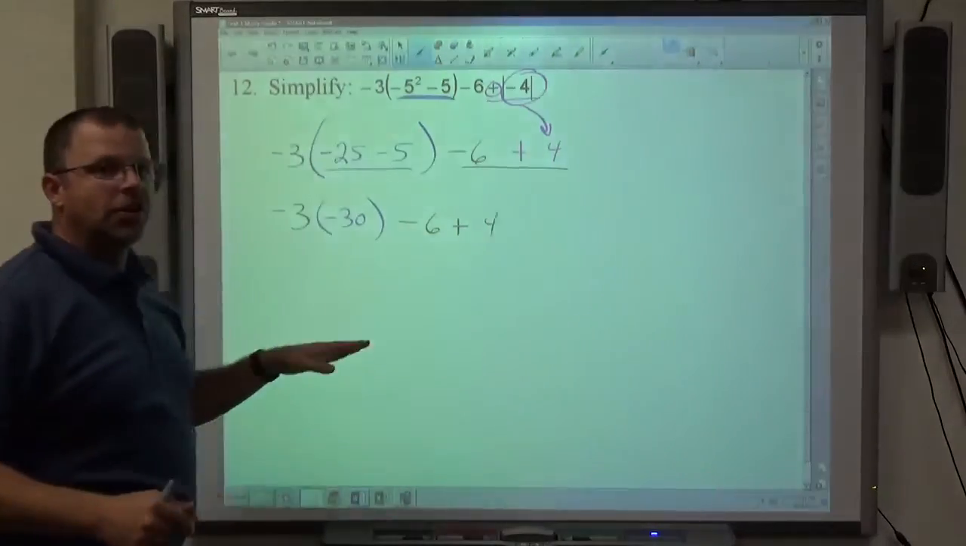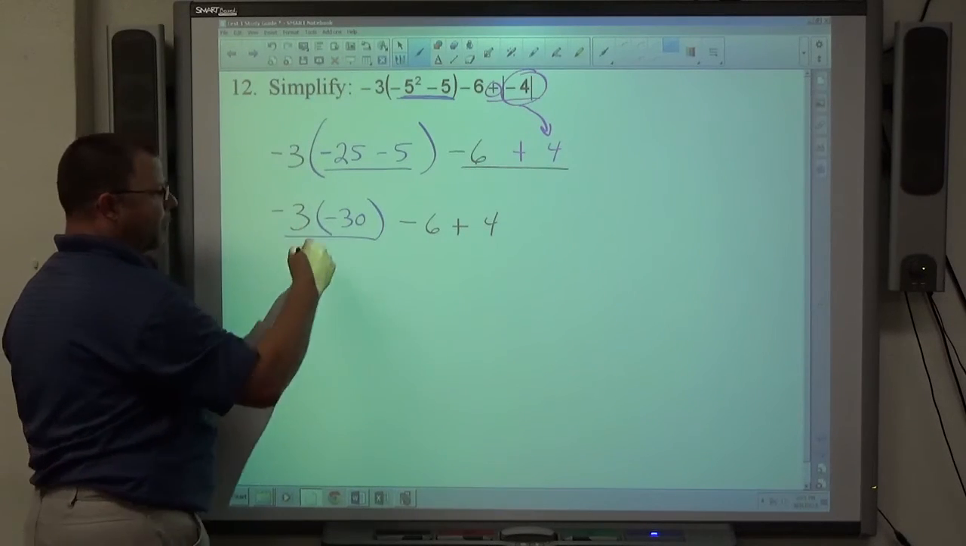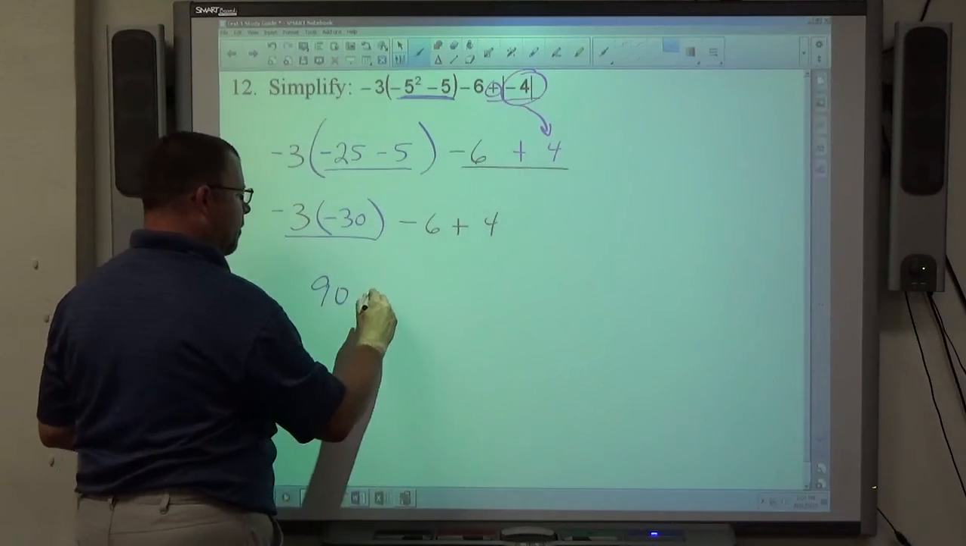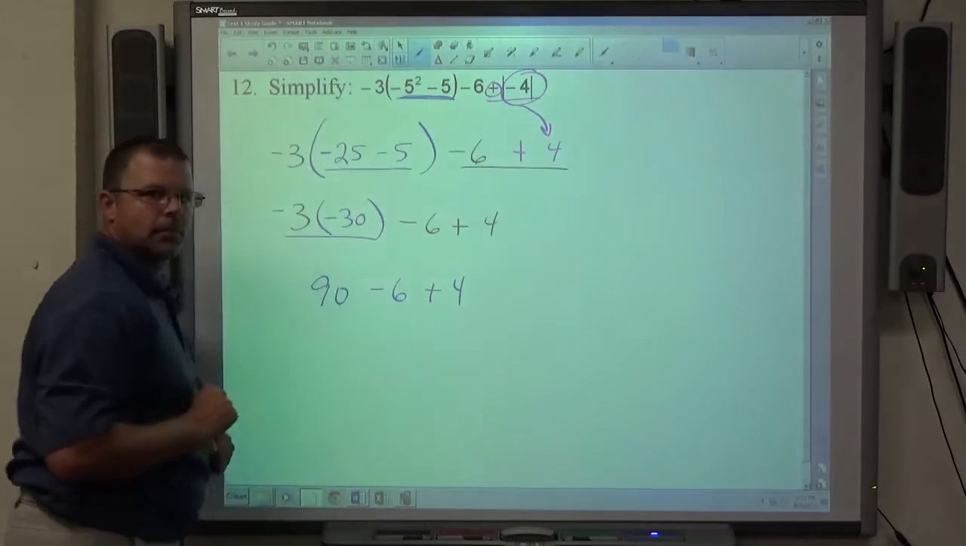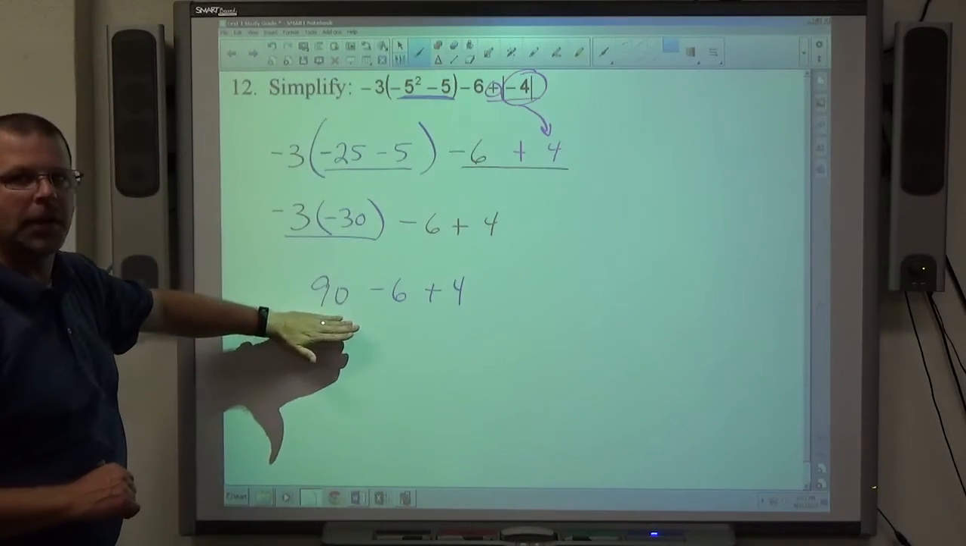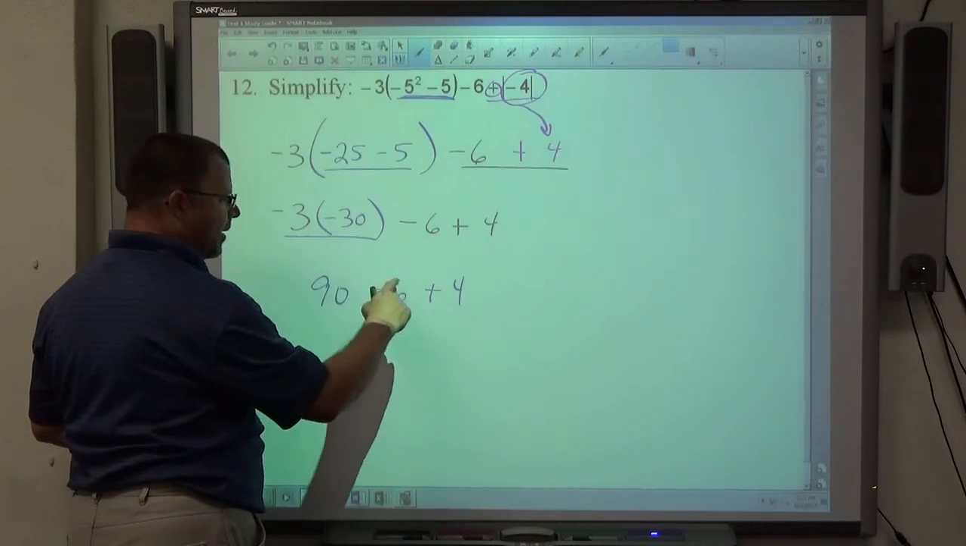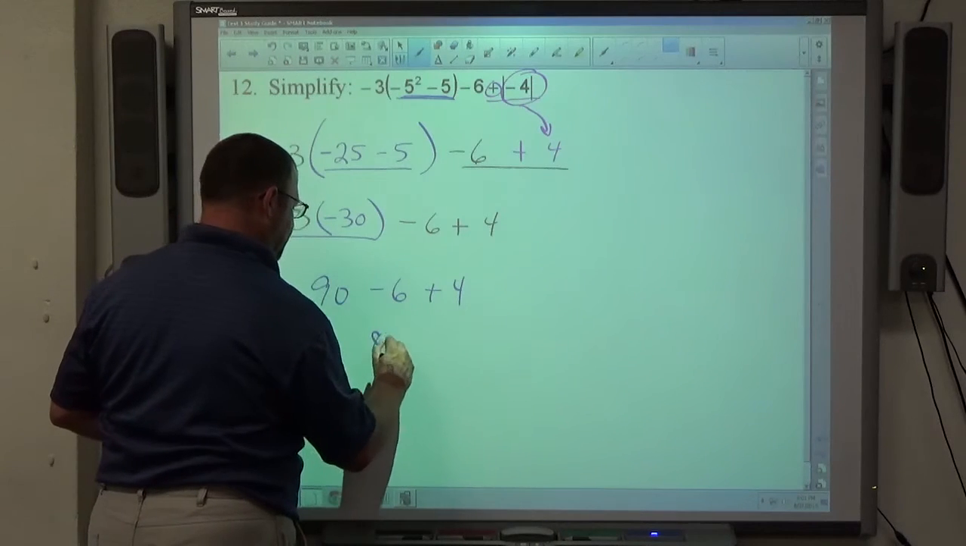Final step before addition and subtraction happens within the order of operations is multiplication. Negative 3 and negative 30 make 90, then I got minus 6 plus 4. Once I've got this first part simplified completely, now I'm left with just addition or subtraction. If I go from left to right, 90 minus 6 is 84, plus 4 is 88.